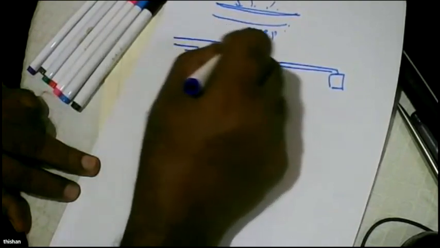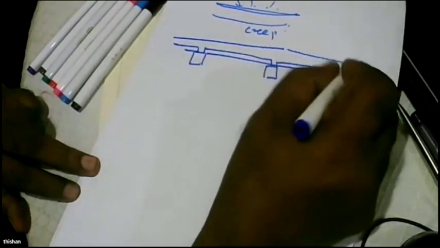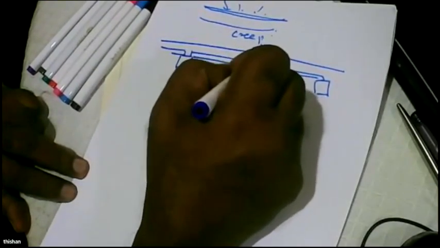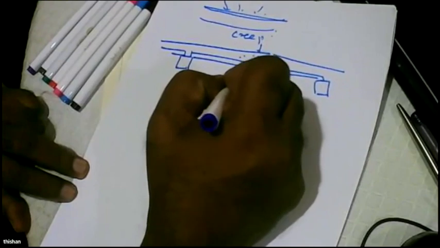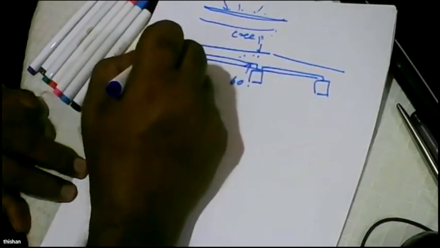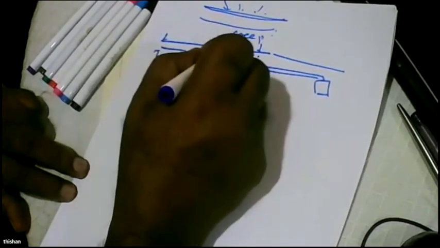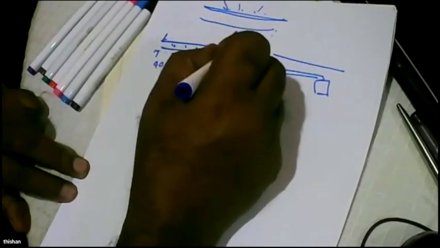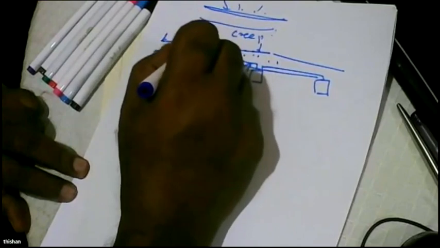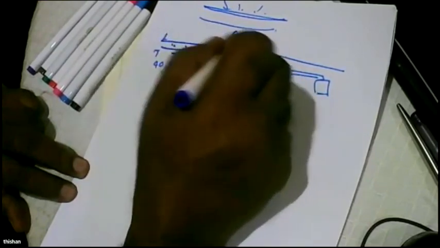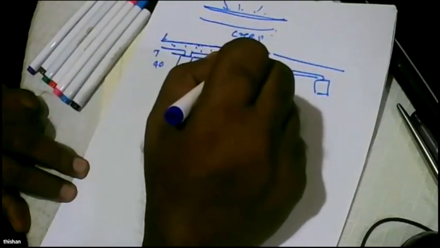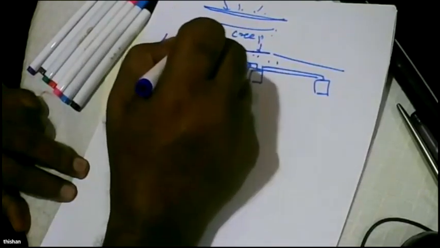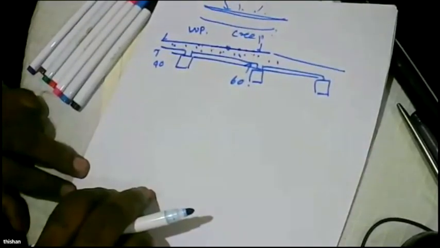What you can do is lay the screed to a slope. Maybe the screed here may be 60, the screed here may be 40. So you lay it to a slope and you use all these marble type materials and make the top surface rough. The moment you do this, you will find waterproofing is not essential.